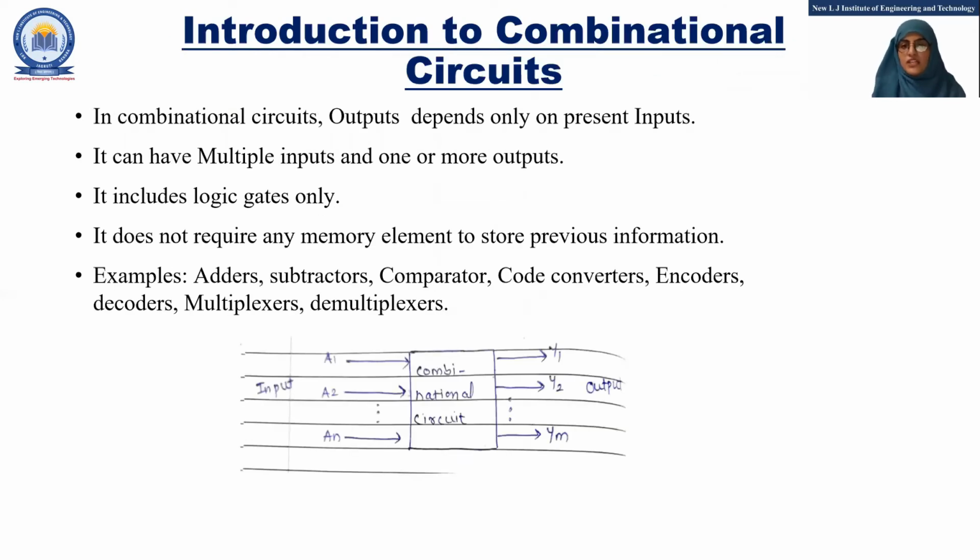Let's learn about combinational logic circuits. In combinational logic circuits, output depends only on the present inputs. Also, it can have multiple inputs and it gives one or more outputs. In the combinational circuit, there will be logic gates only, and it does not require any memory element to store previous information. Examples of combinational circuits are adders, subtractors, comparators, code converters, encoders, decoders, multiplexers, and demultiplexers. This is the block diagram of combinational circuits, which takes n inputs and gives m outputs.